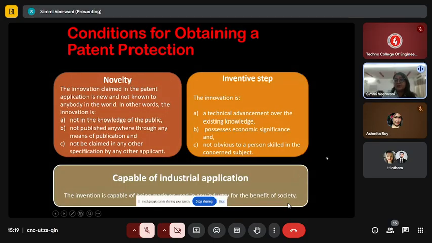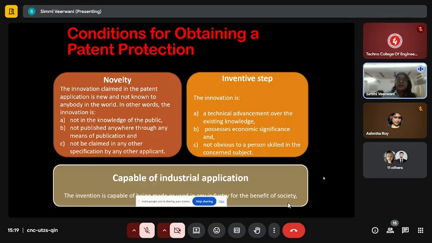The second is the inventive step. The inventive step means something that is a technological advancement over the existing knowledge, that possesses economic significance and is non-obvious to a person skilled in the concerned subject. Something that is new and can lead to new advancement would be categorized as a patent.